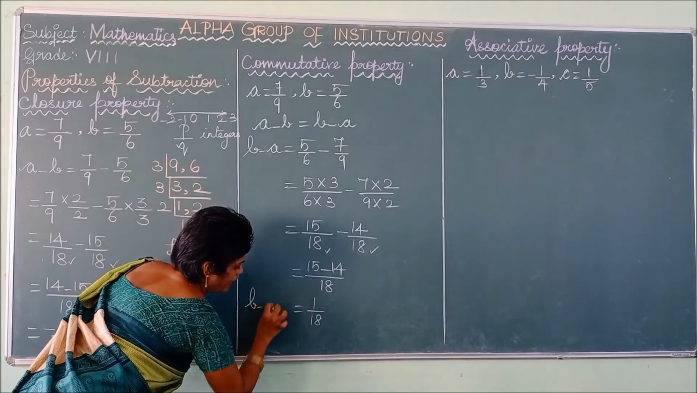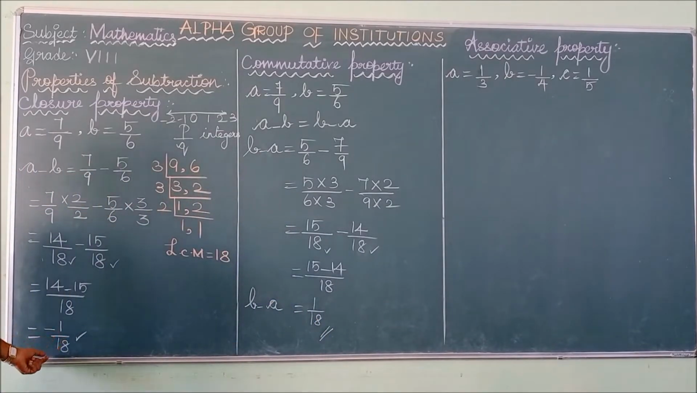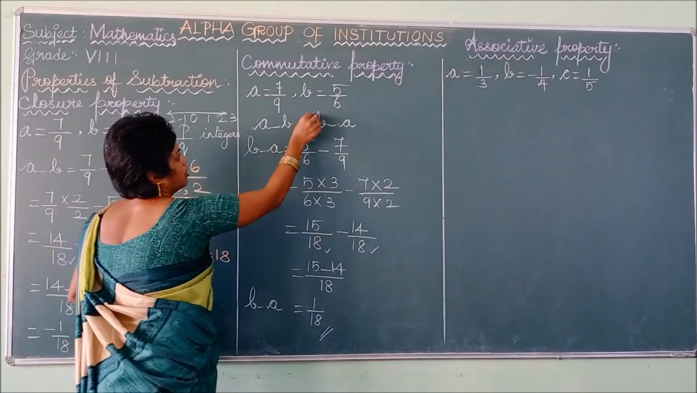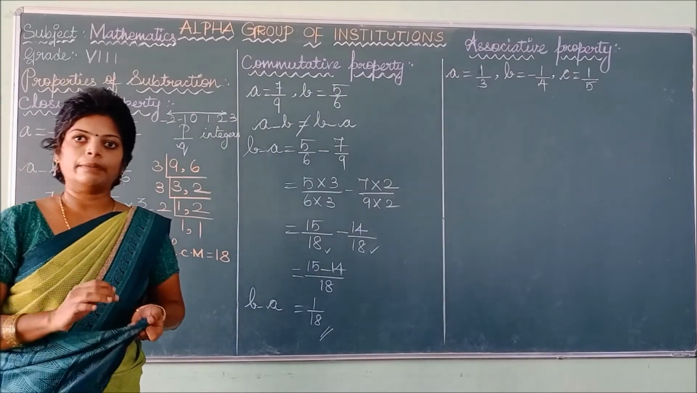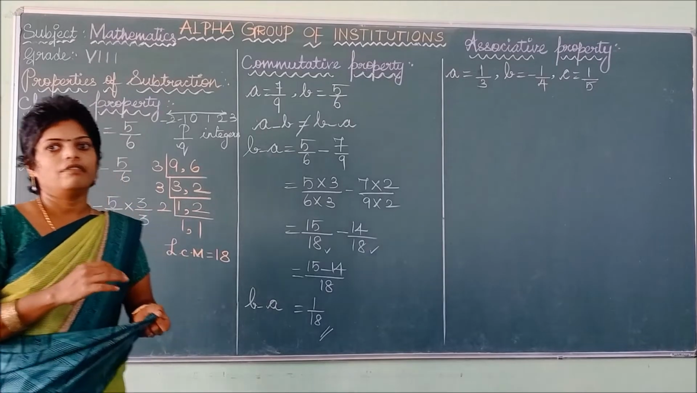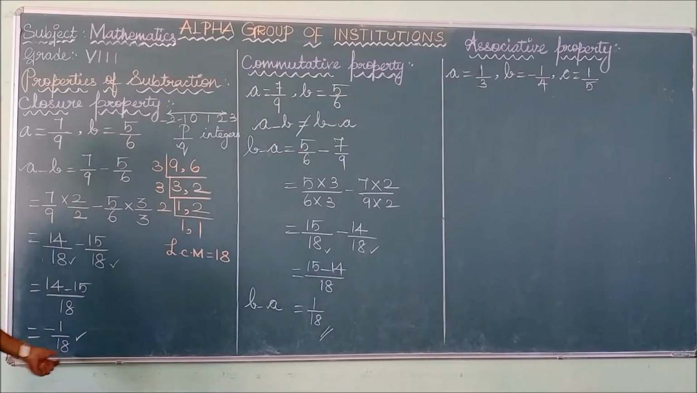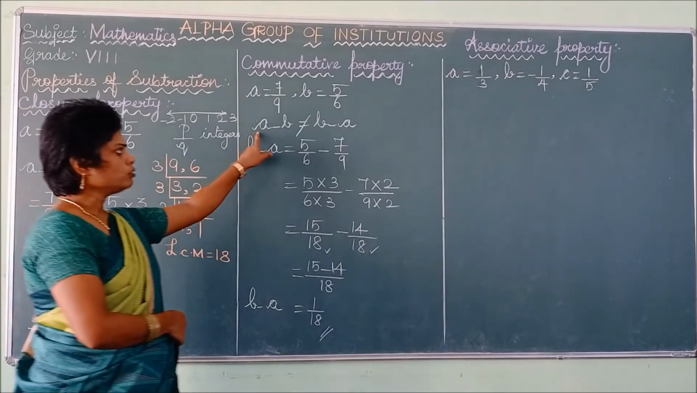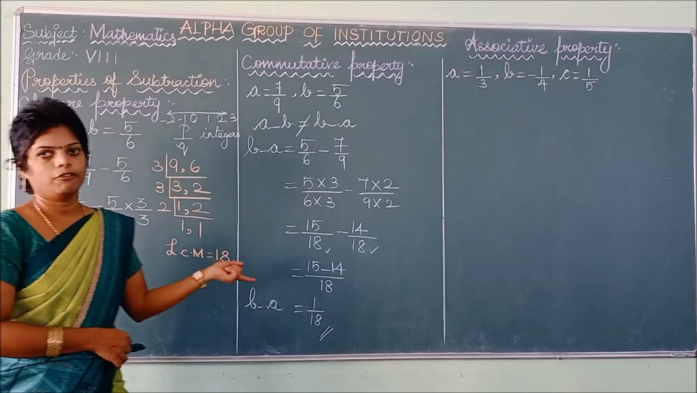So B minus A value is 1 by 18 and A minus B value is minus 1 by 18. So both are on opposite sides. We cannot say that A minus B is equal to B minus A. So this commutative property does not satisfy for subtraction. When you get the same answer with the same sign only, we can say the values are equal. But here it is in different sign. A minus B is minus 1 by 18. B minus A is positive 1 by 18. So here we cannot say both are same. So A minus B is not equal to B minus A.